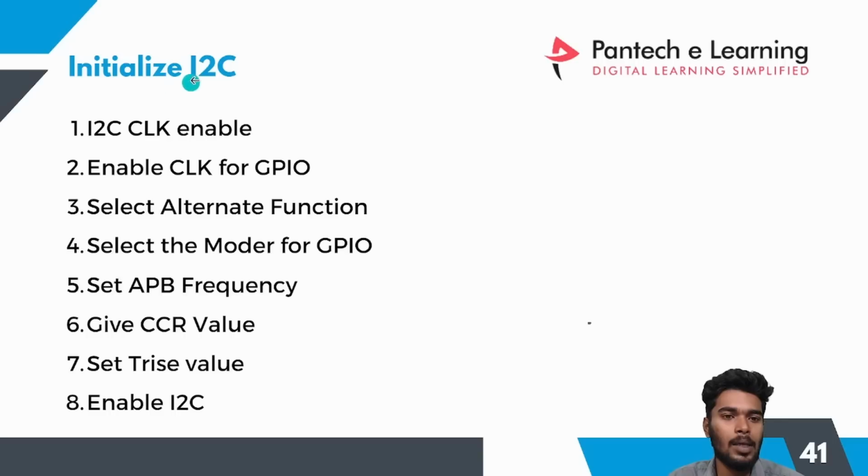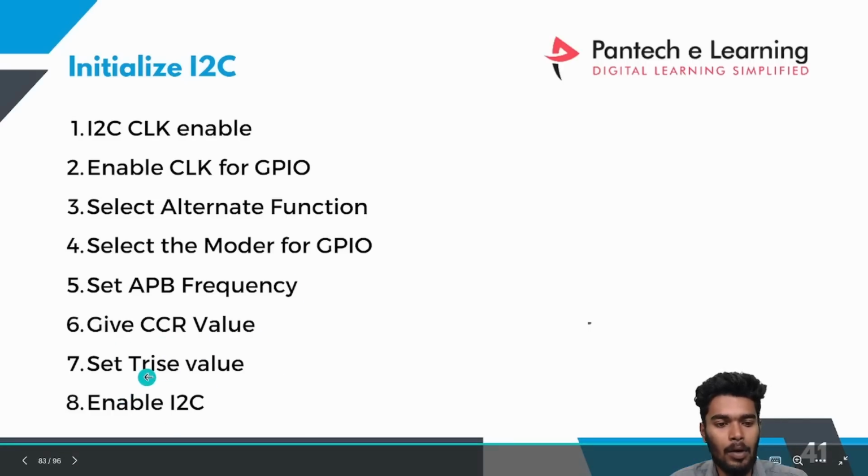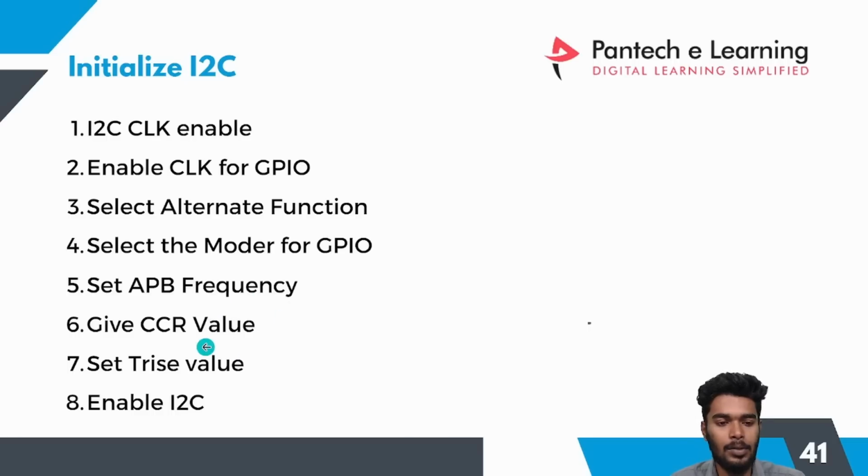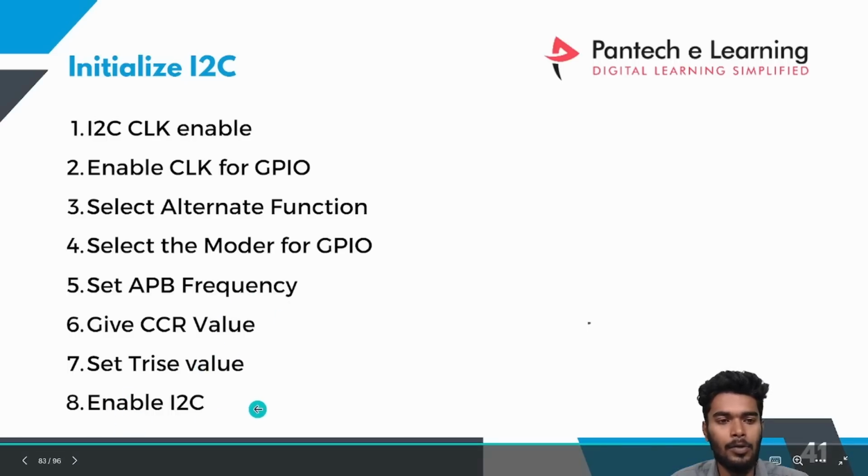First we will initialize the I2C. We will enable the I2C clock, then we will enable the GPIO clock, then we will select the mode of GPIO as alternate function, and we have to set the APB frequency in the I2C register, give the CCR value, and set the TRISE value. I will show all of these in the coming slides. Then finally we enable the I2C.